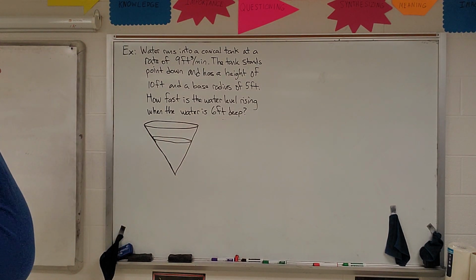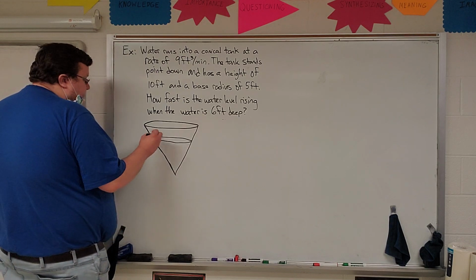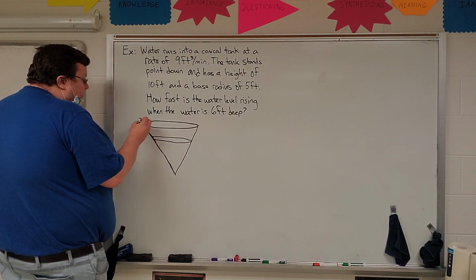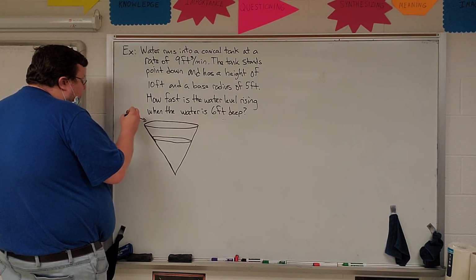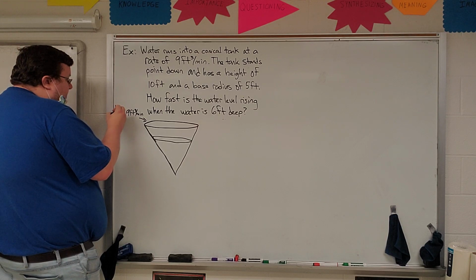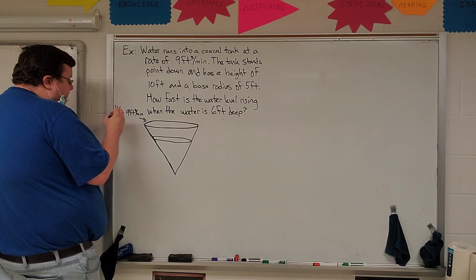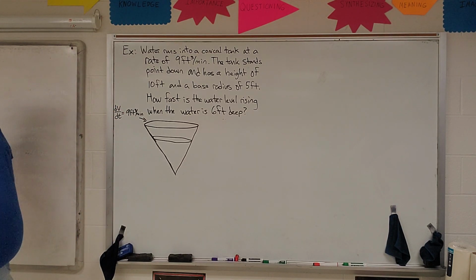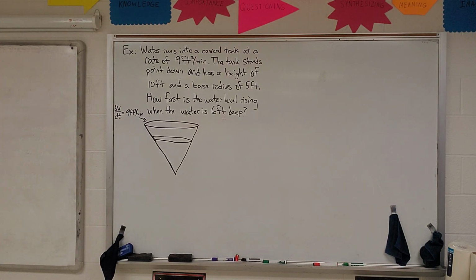We've got water in it that's 6 feet deep, so I'm going to draw it about right there. But we've got more water coming into it at 9 cubic feet per minute. That's going to be a rate of change for my volume. So that's dV/dt, the derivative of the volume with respect to time, because that's a volume change there.